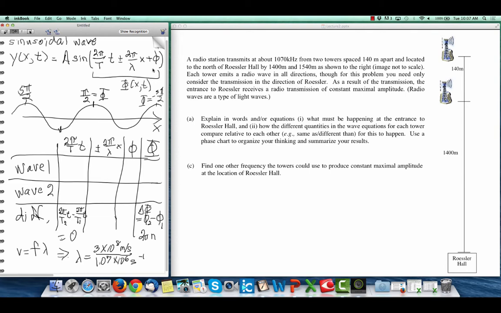2.8? 280? Is it 2.8 or 280? 280. So wavelength is 280. So what's delta x, the difference between the two distances? 140. And that's how much of a wavelength? Half a wavelength. So if you put in half a wavelength for the difference in that second column, what does that tell you in terms of the phase difference?